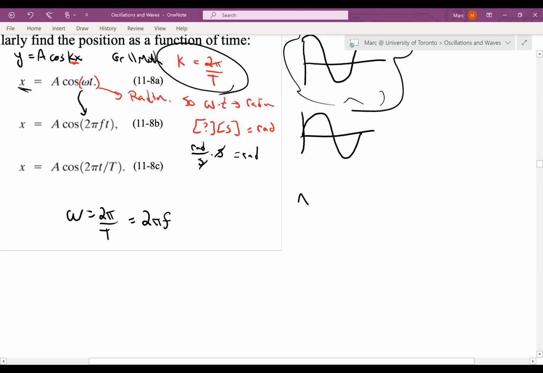Bam! That simple. We now have our equation for displacement as a function of time. So much easier than what we got with our kinematics equations.